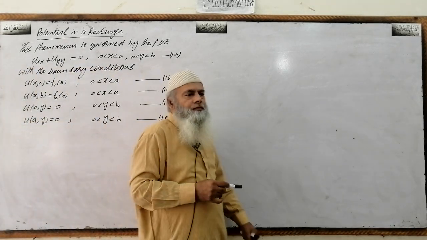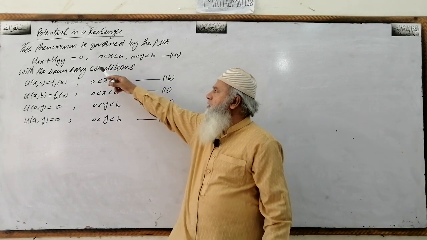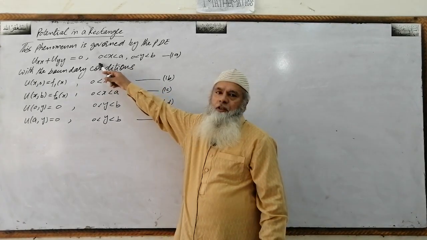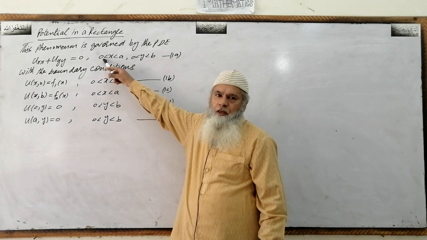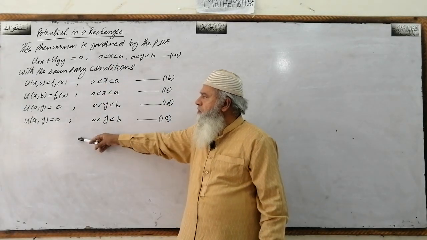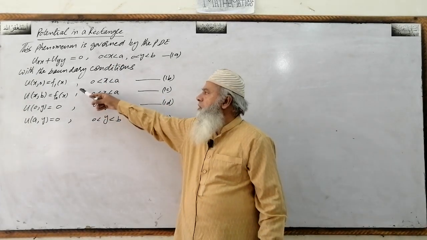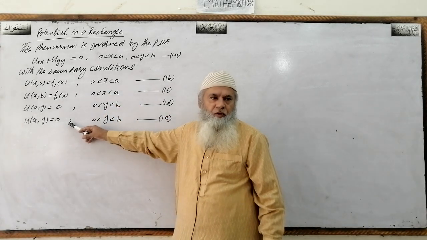Once again I repeat, the phenomenon of potential in a rectangle is governed by this partial differential equation, which I told you in the last lecture, the Laplace equation. It is the Laplace equation in 2 dimensions, and these are 4 boundary conditions. 2 of them are non-homogeneous boundary conditions and 2 of them are homogeneous boundary conditions.